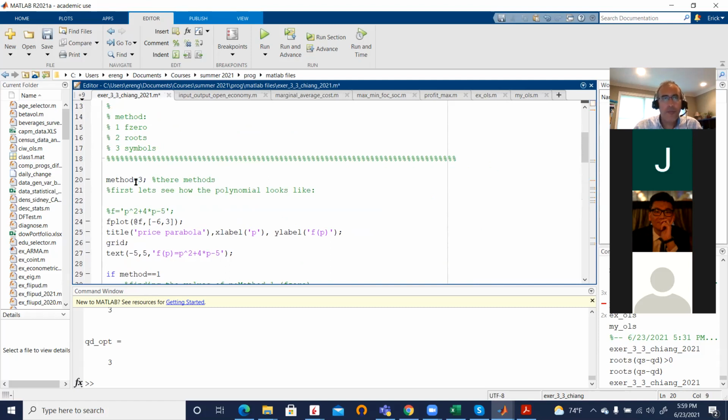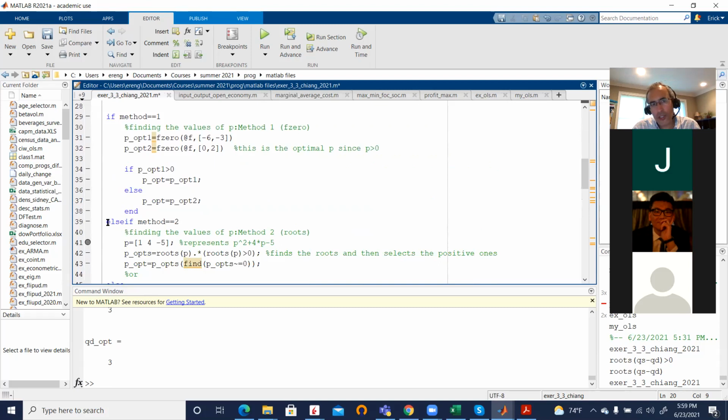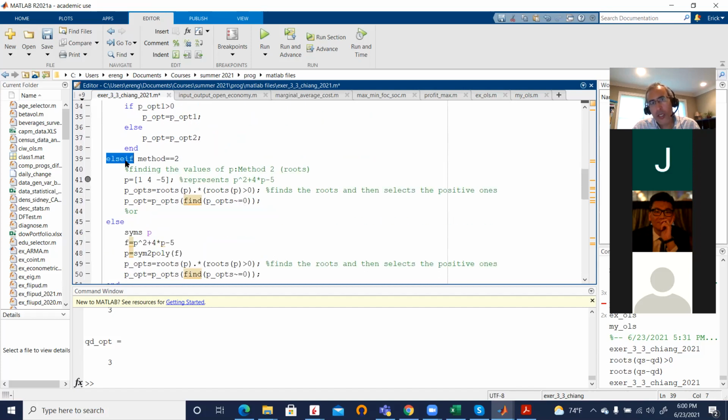So now I'm creating method 3. You need to first modify this one here. It's going to be else if, because you now have 3 methods. So it's not method 1, it's not method 2. It's going to go to here. So let me save this one here. Let's run.